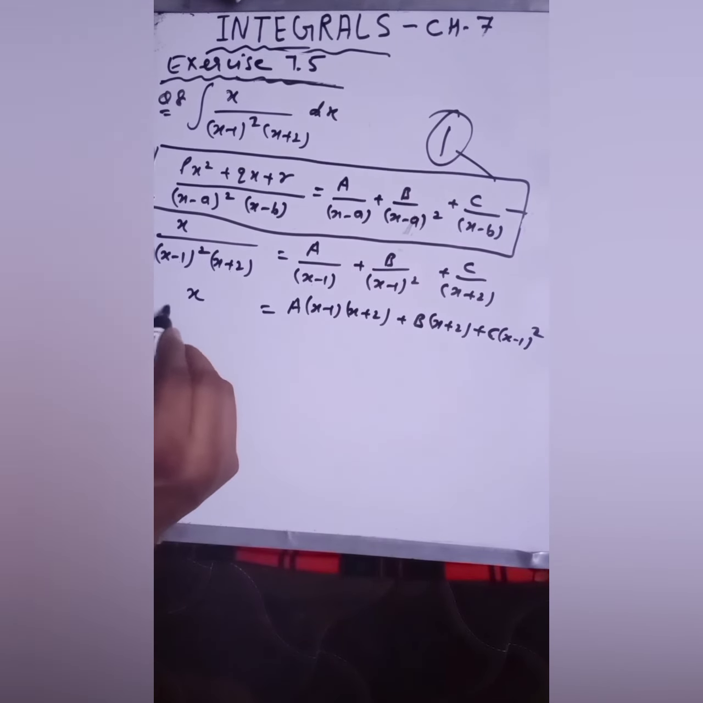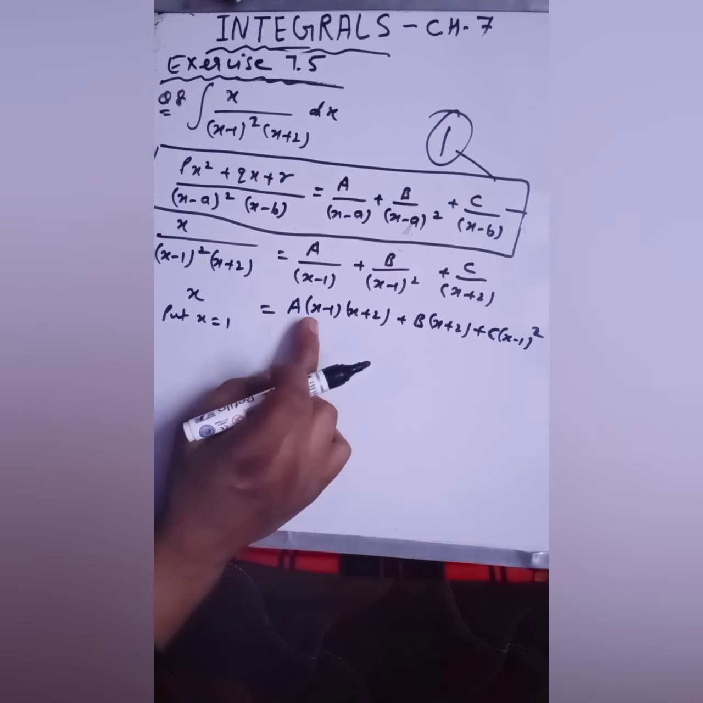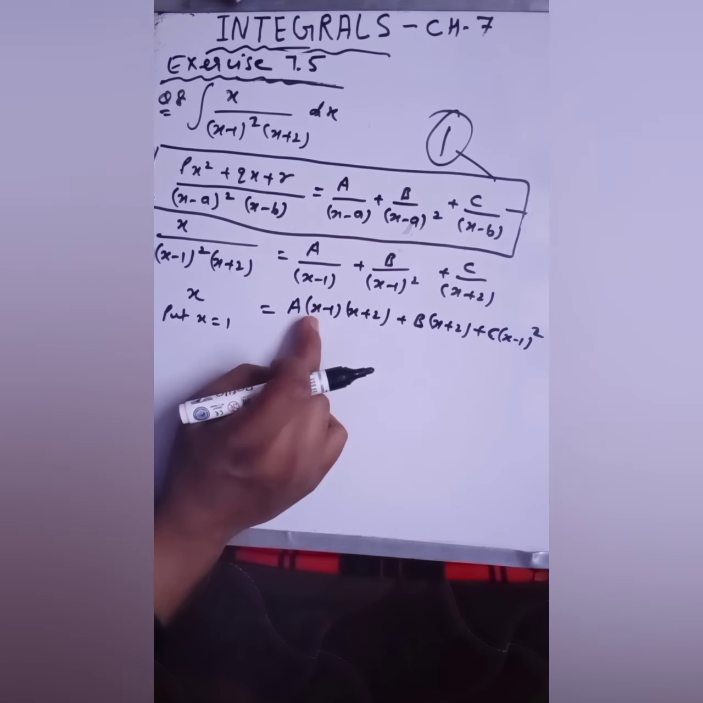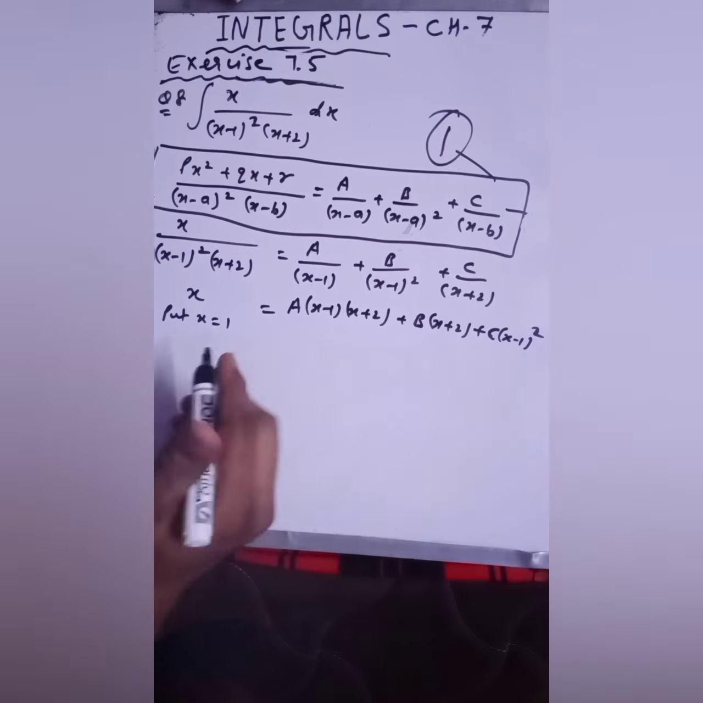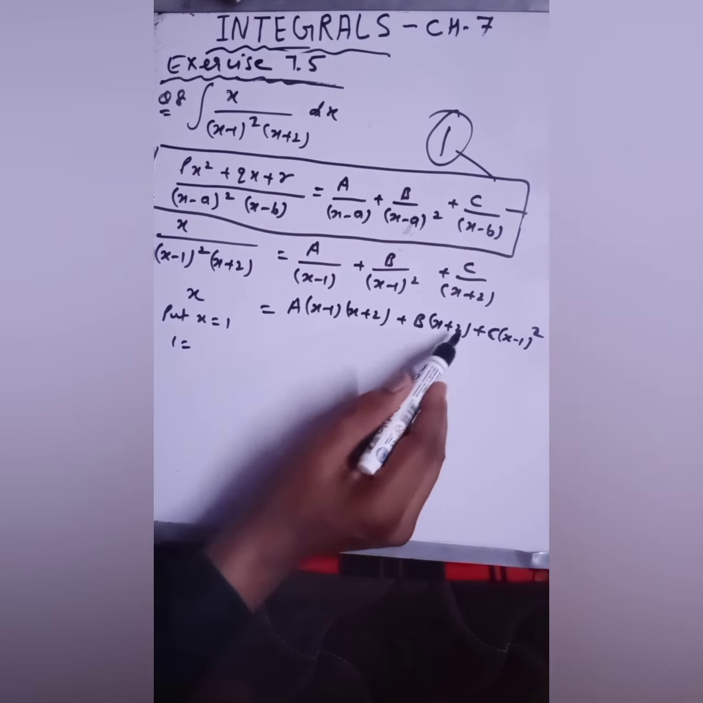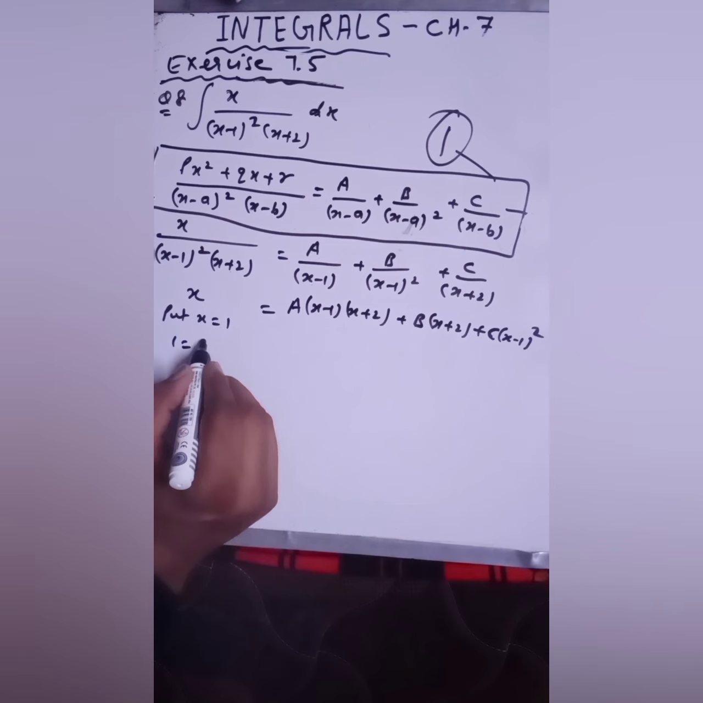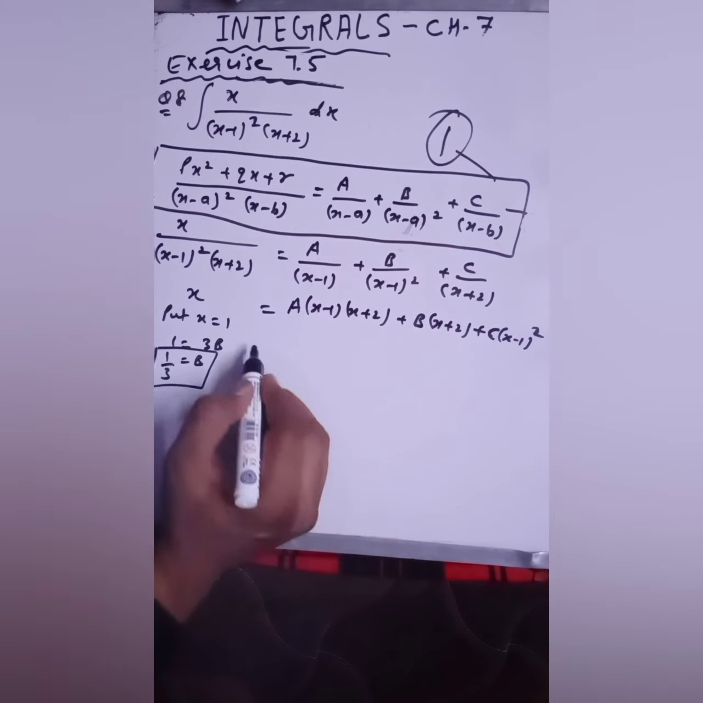See, put x equals to 1 in this equation. When you put x equals to 1, this whole term will come 0, and this c term will be 0. So your x will be 1 is equals to this, only b part will come, that is if you put x equals to 1, you will get 3, that is 3b. So your b would be 1 by 3. So this is the value of b.